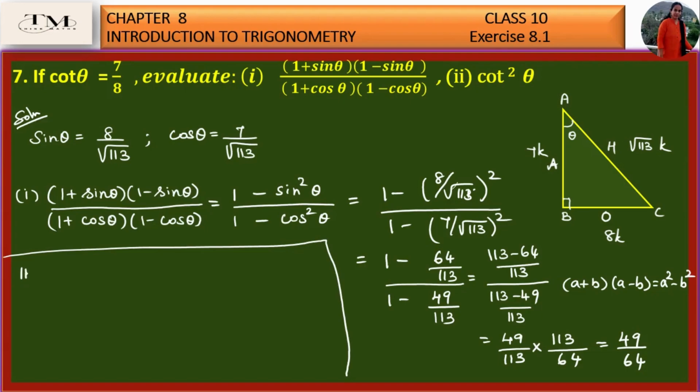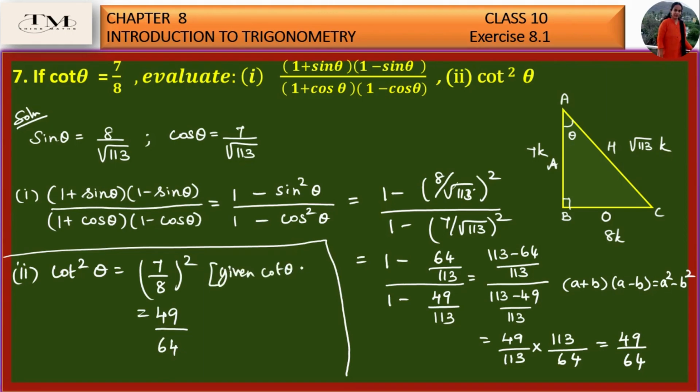Okay. So moving on to the second part. What is the second part? It is so simple. It is nothing but cot square theta. We already have cot theta is equal to 7 by 8, so 7 by 8 whole square, which is equal to 49 by 64. 7 square is 49, 8 square is 64. Because it is given that cot theta is equal to 7 by 8, we just have to find cot square theta. If you check the first part and second part, the answer is the same. Can you give me the reason? Just give me the reason in the comments.